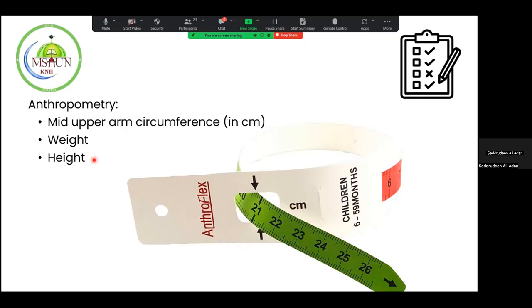So for the current weight and MUAC, I'm going to show you how to do the MUAC, and also the weight and height from those instruments. For the weight, we'll put the baby on a Salter scale or any scale and measure the weight. If you don't get a chance, you can get the weight or height from the mother, the nurse, or the booklet.